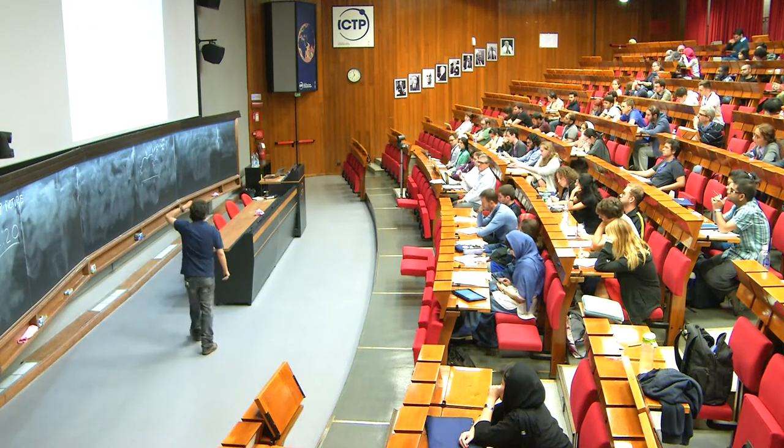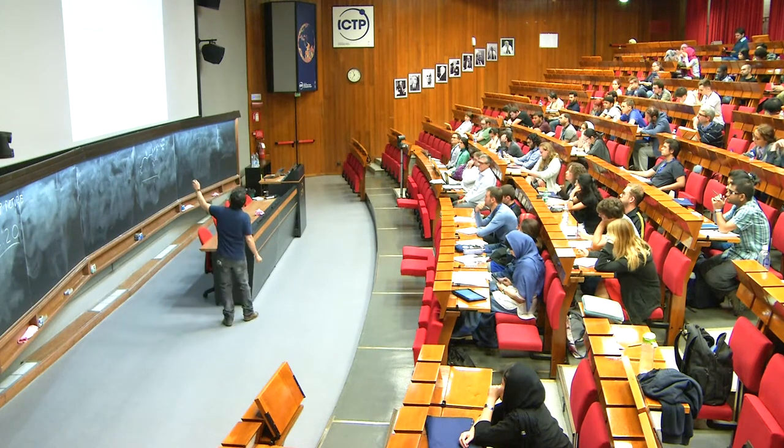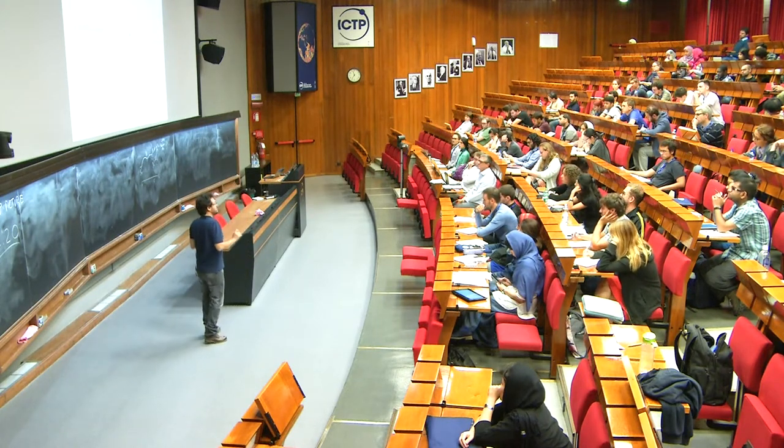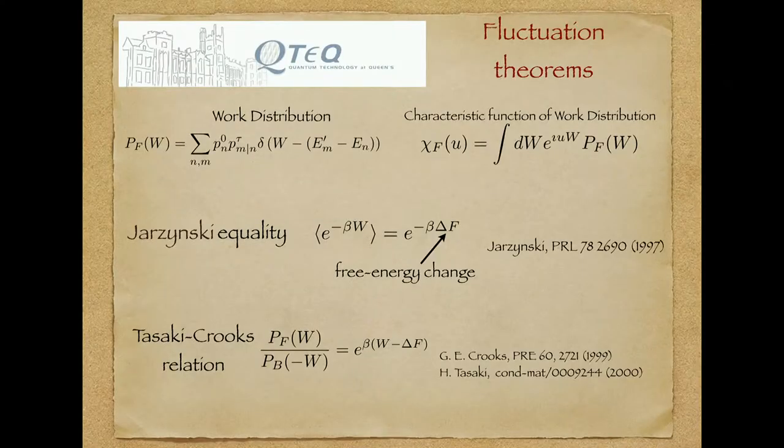So the right-hand side of Jarzynski, it's a fully equilibrium statement, right? It involves quantities well-defined at equilibrium. That's it, full stop. The left-hand side, on the other hand, I'm taking the average of a quantity. I don't need to, but I'm writing explicitly what this quantity is. So this is e to minus beta w, the forward probability distribution for work, dw, right? So I'm taking the average.